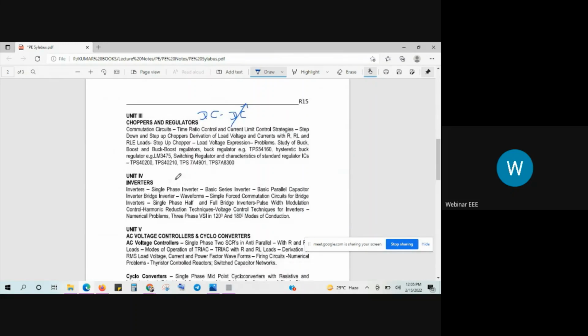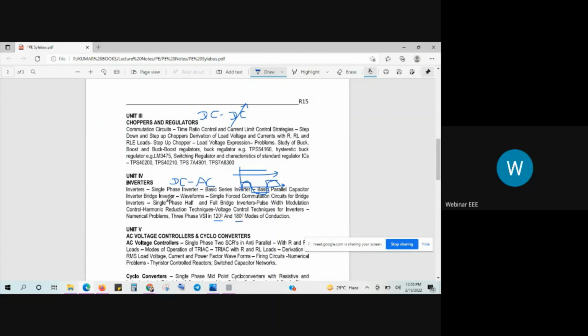The fourth unit is about inverters. An inverter is nothing but converting DC to AC. DC to AC means we are entering into the frequency term. This is my input. If you use a normal inverter, we'll get a square waveform. But AC means, as we discussed up to now, a pure sinusoidal waveform. So in order to get this pure sinusoidal waveform, we are going for three phase, that is 120 degree conduction, 180 degree conduction.